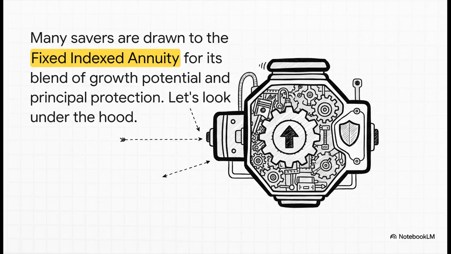So it's that combination of potential market growth with total principal protection that makes the fixed indexed annuity, or FIA, just incredibly popular. But that promise involves some pretty complex mechanics behind the scenes. So let's break down exactly how it all works.